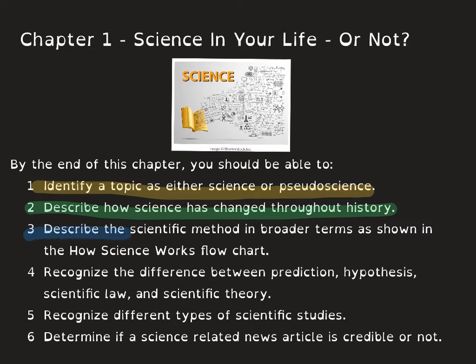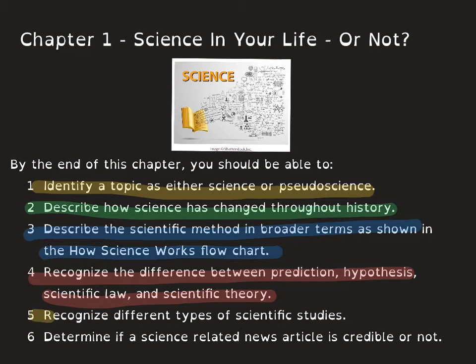You'll be able to explain the scientific method in broader terms than you likely currently do. The primary resource for this topic will be How Science Works, which is a flowchart from UC Berkeley. You'll also be able to tell the difference between prediction, hypothesis, scientific law, and scientific theory. You will also need to know the difference between everyday use of these terms versus the scientific use of them.